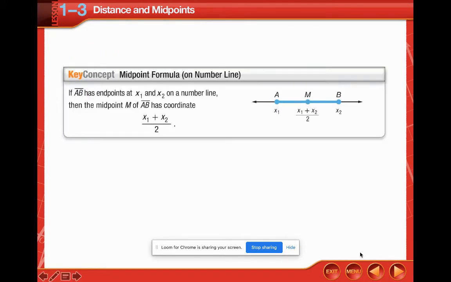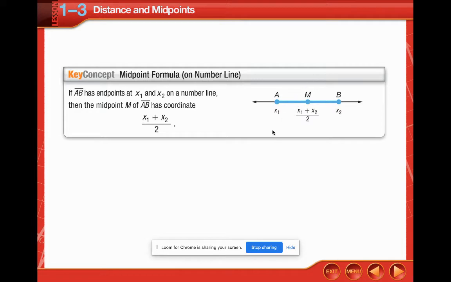All right, so midpoint formula on a number line. AB is a line segment here. As you can see, A to B is a segment. X1 and X2 are on the number line. So this would be X1, this would be X2, and the midpoint M of AB has coordinate X1 plus X2 divided by 2. All right, that sounds super confusing. Let me try and break this down for you a little more easily.